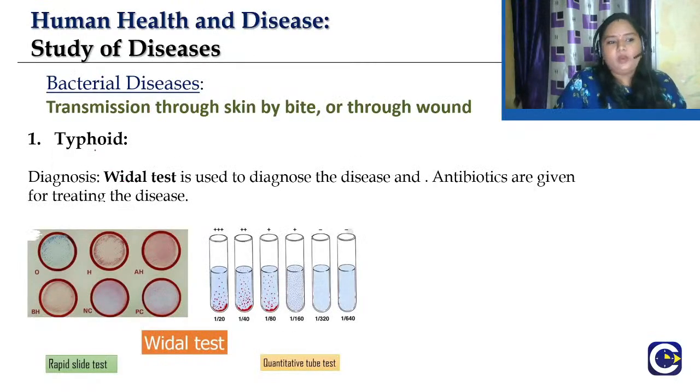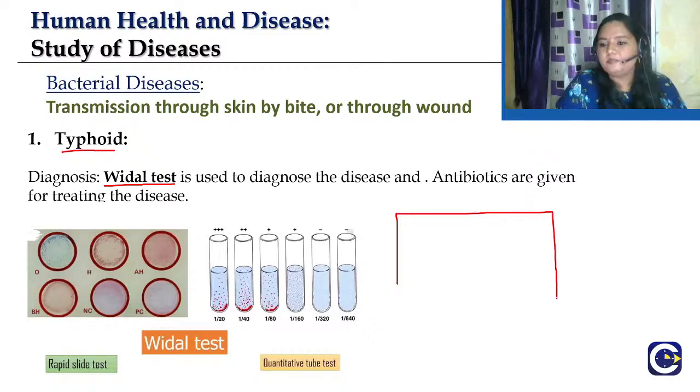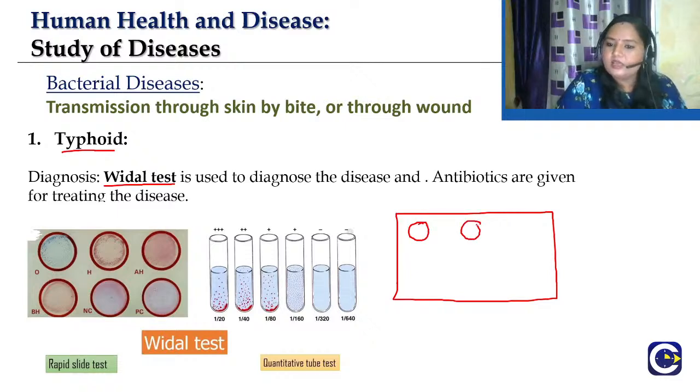So now coming back to the diagnosis we were discussing, it was done by a test called the Vidal test. Okay, the Vidal test is done on a slide. The slide usually has 6 circles. There is a broad rectangular slide, and you have 6 circles on it. What you do is collect the blood of the patient.